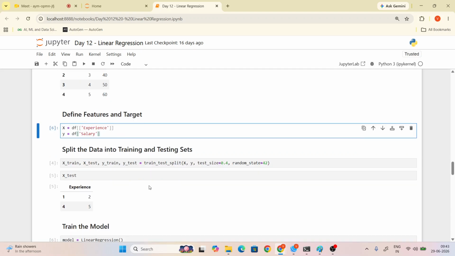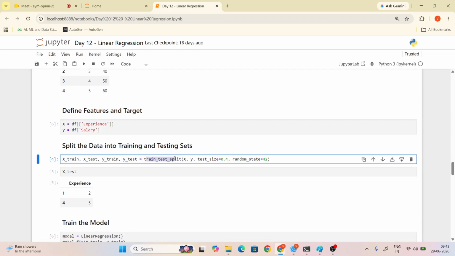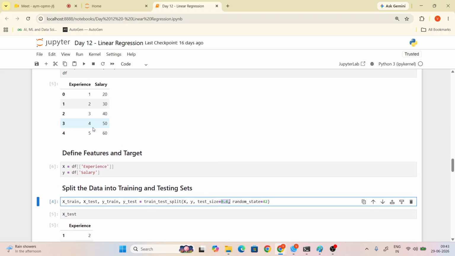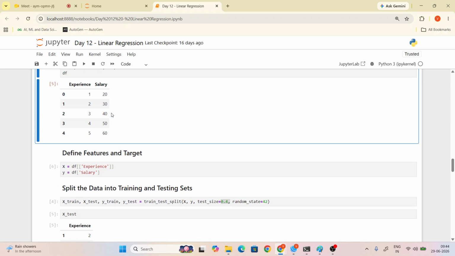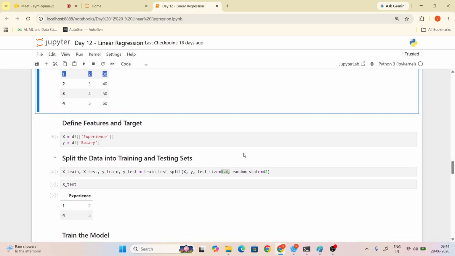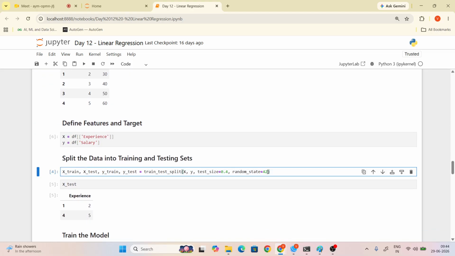Yes. The next one is train test split. You just apply the train_test_split function, giving the variables x_train, x_test, y_train, y_test. You just apply x and y. The test size is 40 percent, 40 divided by 100 means 0.4. A testing size of 40 percent means it randomly takes any two records for testing. So the random state is 42, guys.